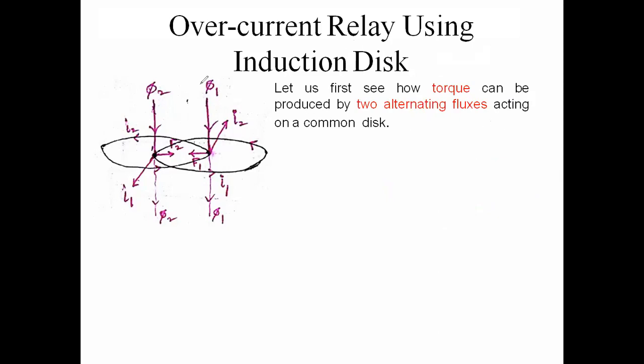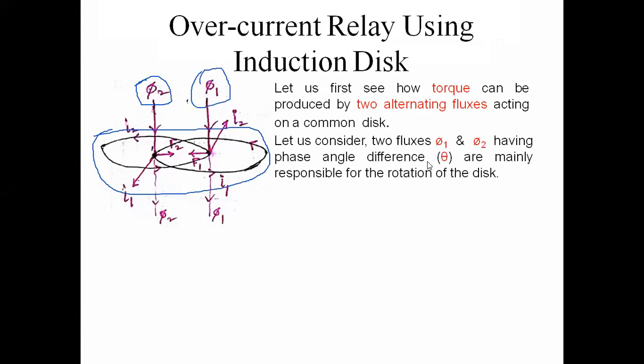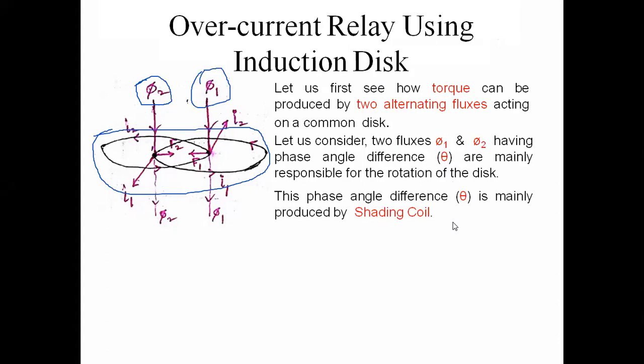So we have two fluxes, phi1 and phi2, acting on a common disc. In two places we have the fluxes phi1 and phi2. Phi1 and phi2 have a phase angle difference theta, which is produced by some shading coil. Without this theta, this disc will not rotate and the relay will not operate. I will prove it mathematically.